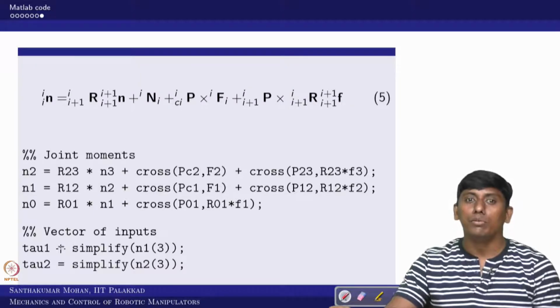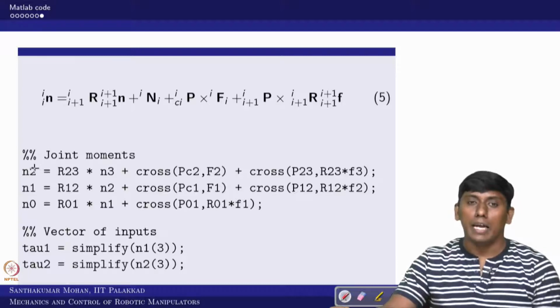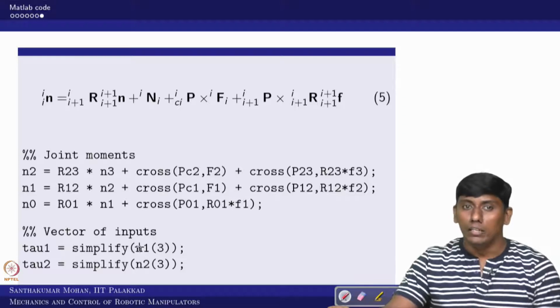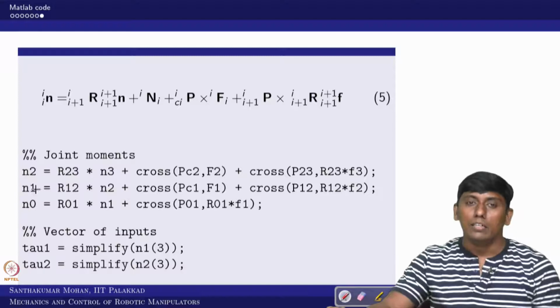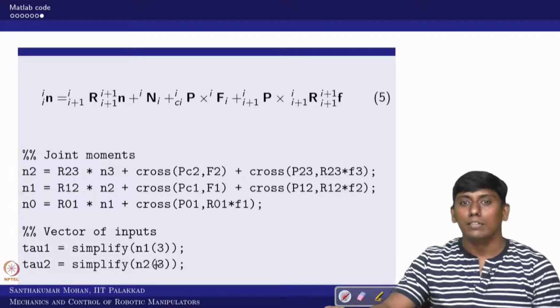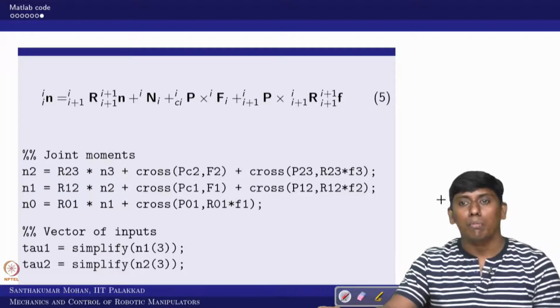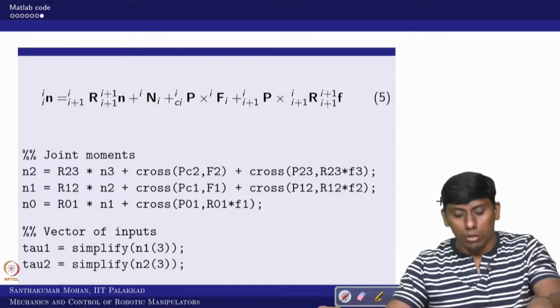For that we will use this. The first joint and second joint are rotary joints, so the third term of n would be equivalent to the joint torque. Now we are talking about tau 1. Then the third term of n1 would be tau 1. You can make a simplification, it will give an equation, and similarly tau 2 is the third term of n2, in the sense the z axis term would be equivalent to tau 2. This is very clear. Now we will move to the MATLAB code, the original MATLAB code which we have written.